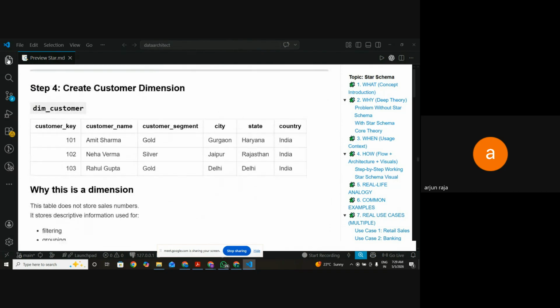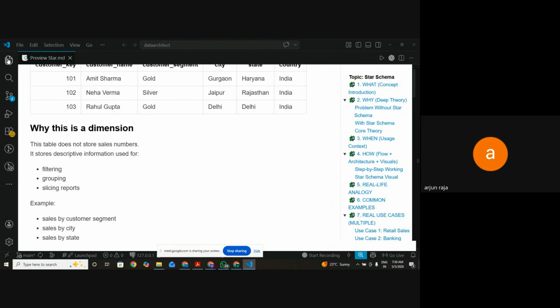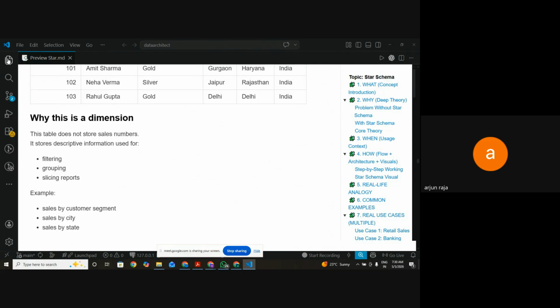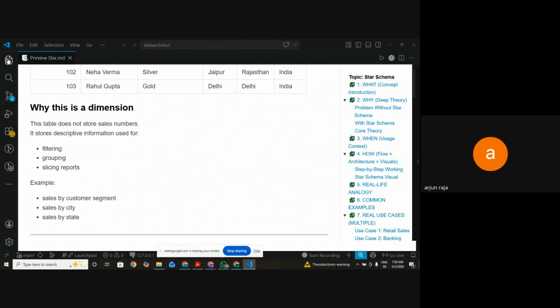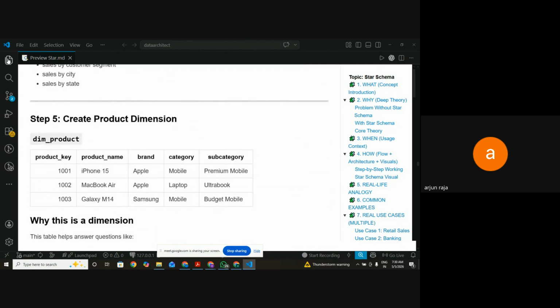Fine. Create customer dimension: customer key, customer name, customer segment, city, state, and country. Why is this a dimension? This table does not store sales numbers. It stores descriptive information used for filtering, grouping, slicing reports. Sales by customer segment, sales by city, sales by state.